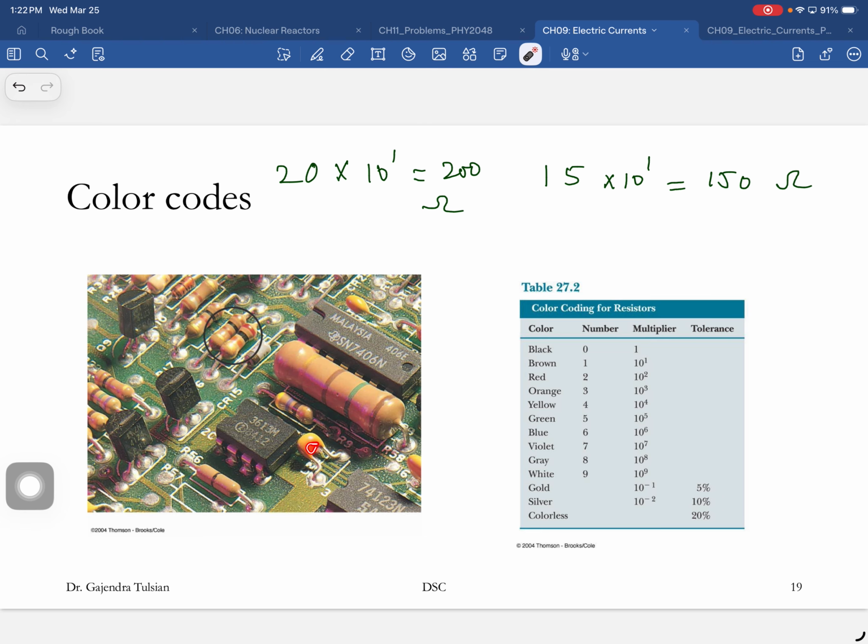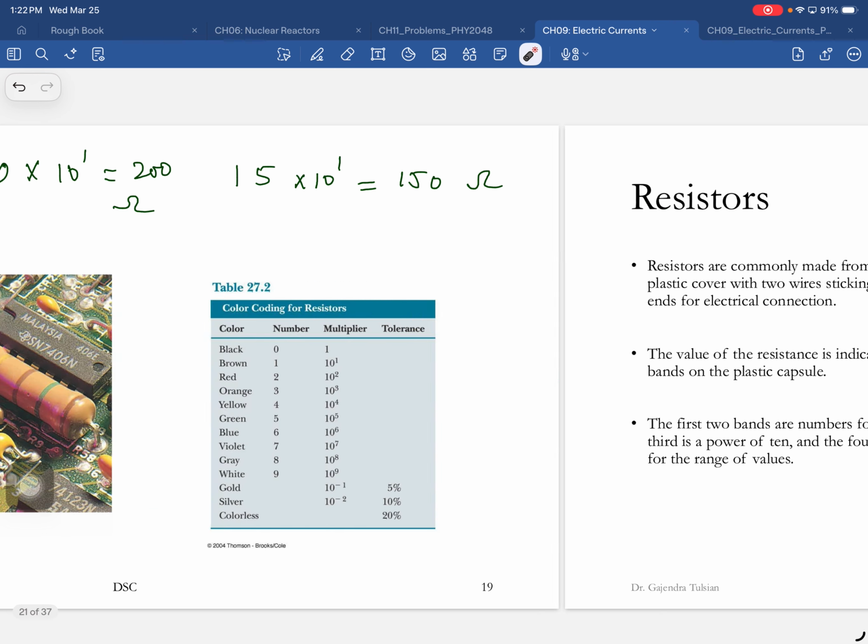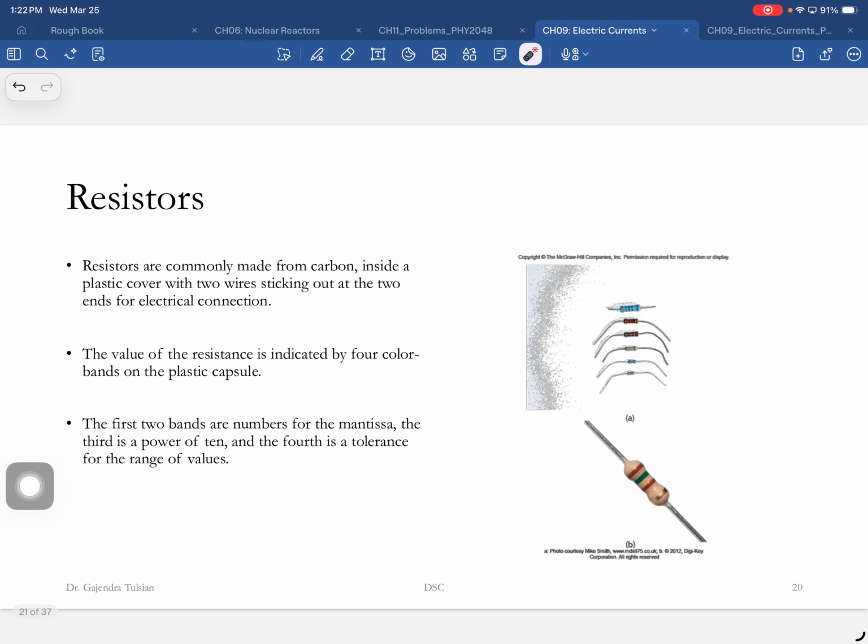You'll learn this is a capacitor, and I think this might be a diode. I'm not sure about that, but anyway, this is a capacitor. This is a transistor, it looks like. Resistors are commonly made from carbon inside a plastic cover with 2 wires sticking out. The value is indicated by those bands.